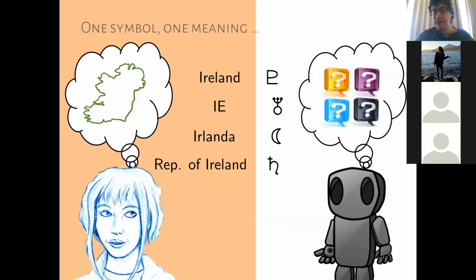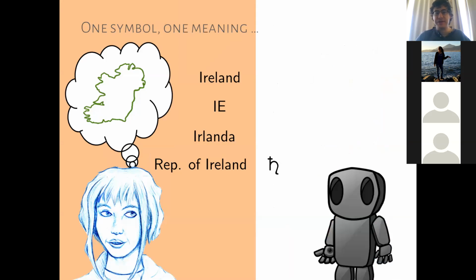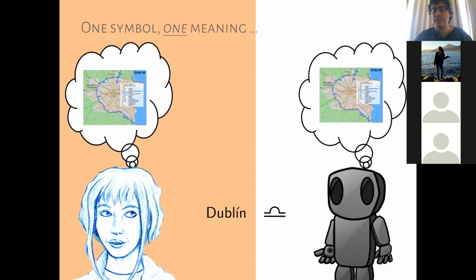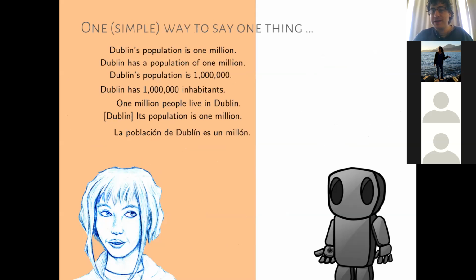So rather than having, for example, multiple symbols for one meaning, what we could do is somehow just have one symbol for one meaning. This is just some symbol. It doesn't really have any meaning, but we're going to assign it to the country. One symbol, one meaning also means that we can't have one symbol referring to multiple things, right? We just have one symbol, one thing, okay? One simple way to say one thing.